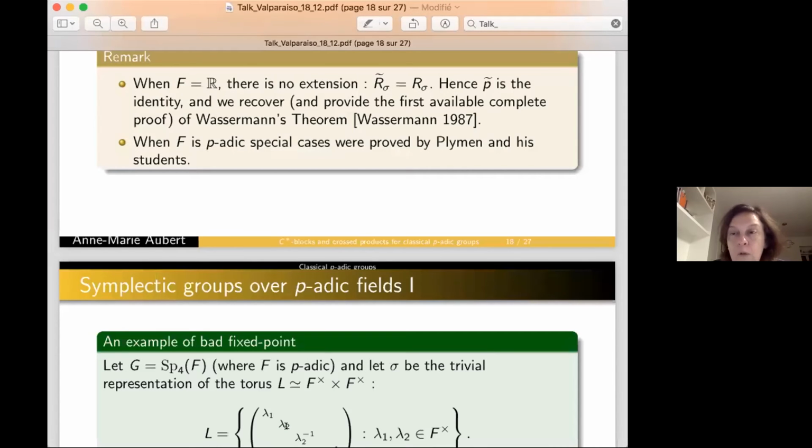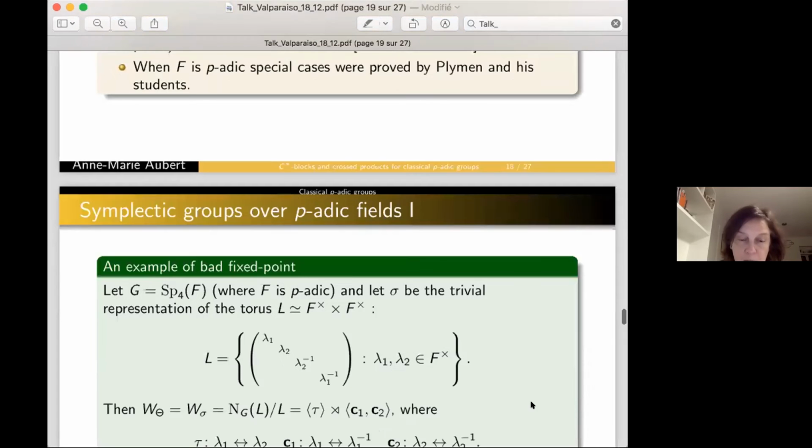So in the remaining time, I would like to show you more precisely what are good fixed points and when you can find them. And the point is that for quasi-split classical groups, we obtain a characterization of good fixed points. So they are not always occurring, but it is possible to characterize when.